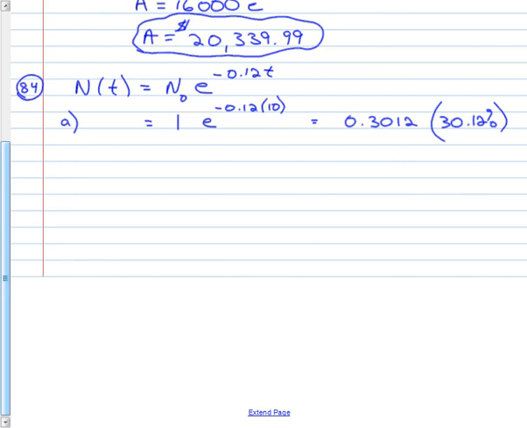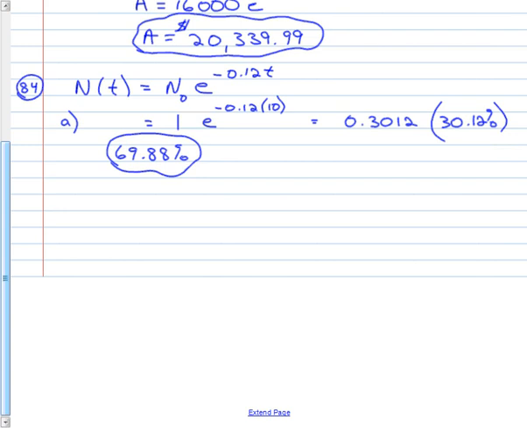So if we take 100 and we subtract our answer from that, 69.88. 69.88 must be healed because 30.12 was unhealed.